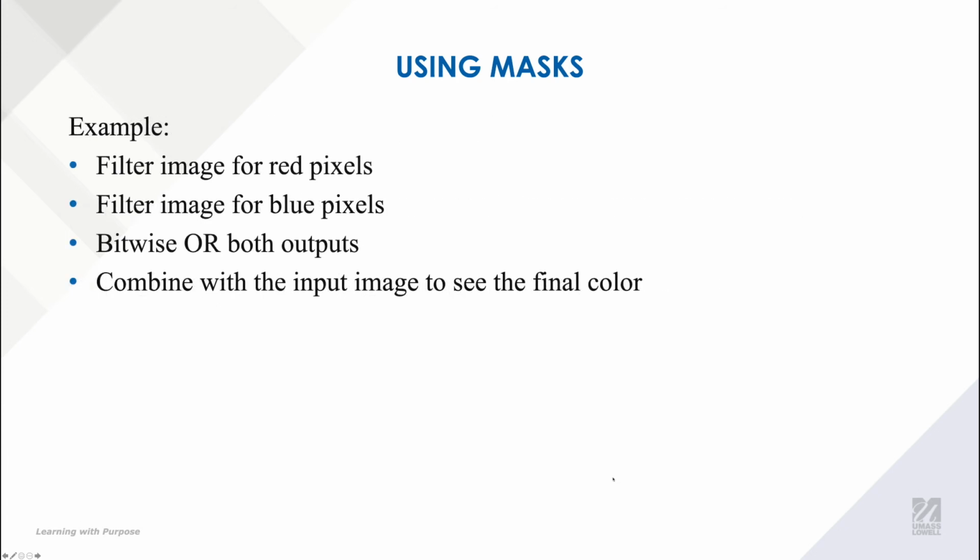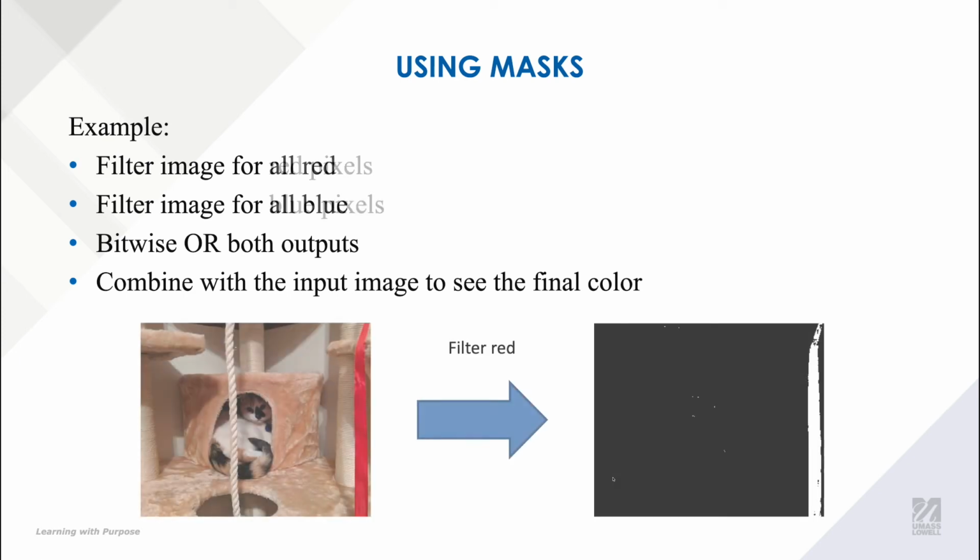So let's do an example with this. Let's say we want to filter that same input image for red pixels. We've already done that. We've seen what that looks like. Let's say we want to filter it for blue pixels after that. That seems pretty straightforward now that we've figured out how to do it with red. Just change the hue values around. We're going to bitwise OR both of those outputs, so the filtered red and the filtered blue. We're going to add those two together, and then we're going to combine that with the input image so that we get an image that's either black, blue, or red. Nothing else. So let's try this out.